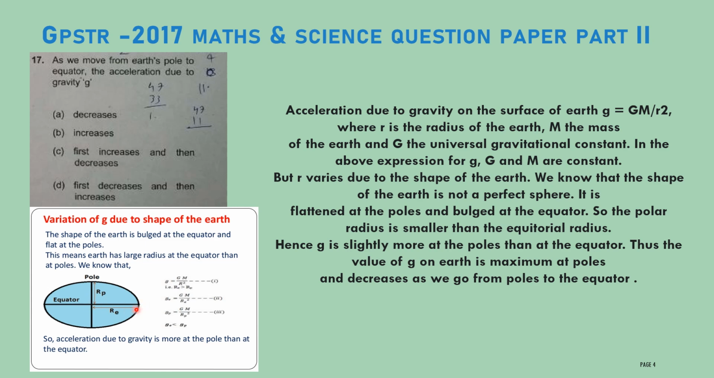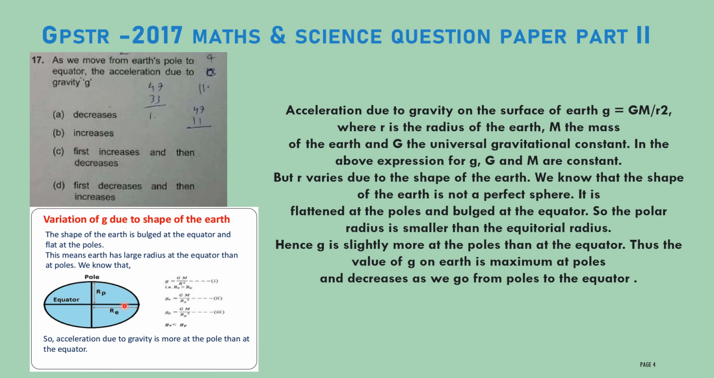At the equatorial level, the equatorial radius is more. As the radius increases, the distance between the object and the earth's center is more. Therefore, the earth has less gravitational force compared to the pole, and acceleration due to gravity decreases. Hence, g is slightly more at the poles than at the equator. Thus the value of g on the earth is maximum at the poles and decreases as we move from the poles to the equator. For this reason, as we move from pole to the equator, acceleration due to gravity gradually decreases. At the pole, it is maximum.